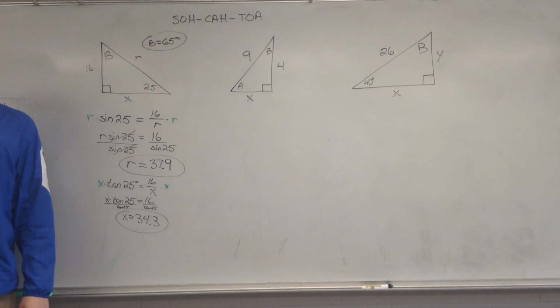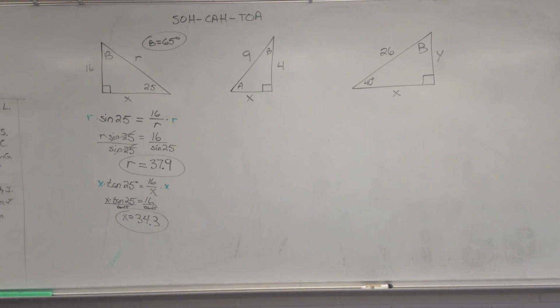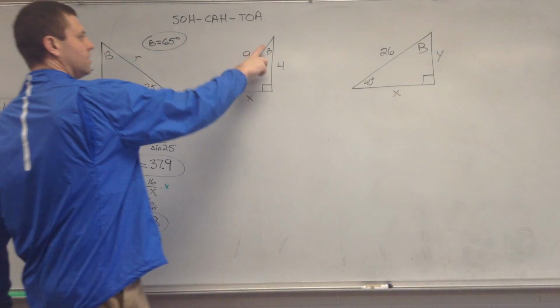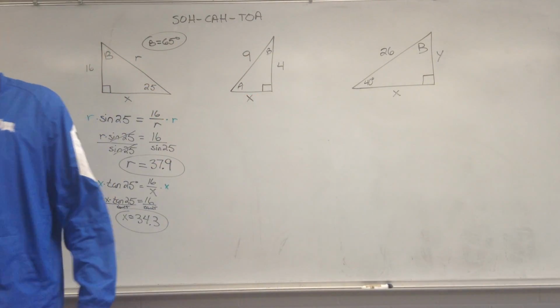Okay, next triangle. A little different. I gave you two sides. You only know it has a 90-degree angle in it. So we're missing two angles, and we're missing one side.